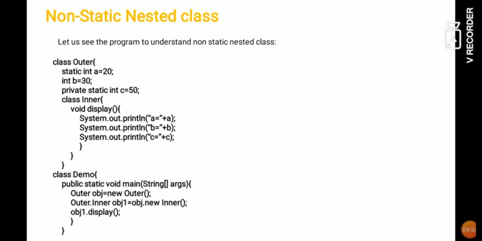Now the method present is display. I am invoking the display method by using the object of the inner class. What will be the output? You can observe the a value 20 is printed, the b value 30 is printed, and the c value is 50. So that means the non-static nested class says that non-static members as well as static members can be accessed. But in the static nested class, only the static variables can be accessed.